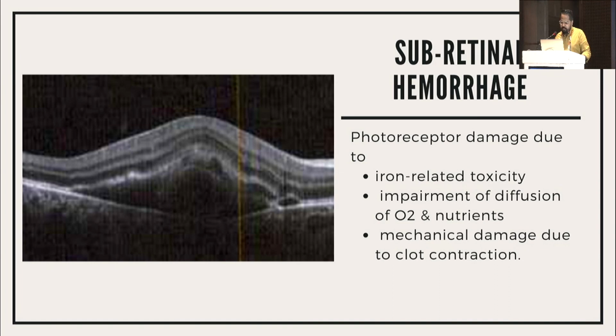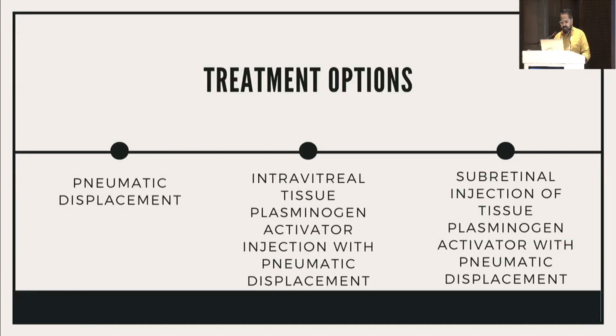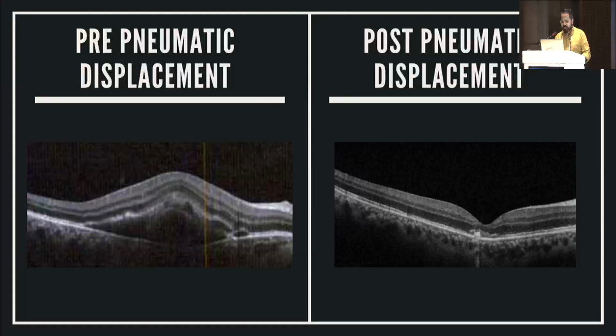The main damage to the photoreceptors occurs due to iron-related toxicity, impairment of the diffusion of oxygen and nutrients, and mechanical damage due to clot contraction. Treatment options include pneumatic displacement, intravitreal tissue plasminogen activator injection with pneumatic displacement, and subretinal injection of tissue plasminogen activator with pneumatic displacement. This is a case which we operated, showing pre-pneumatic displacement, and this is the post-pneumatic displacement with almost all the subretinal hemorrhage gone.